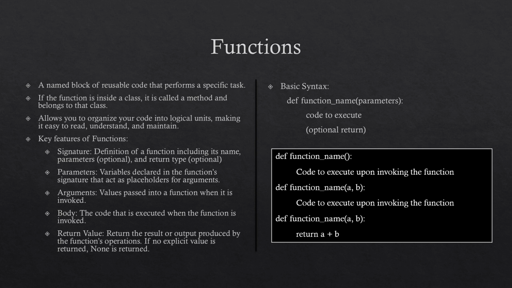Some key features of functions are their signature, which is the definition of a function, including its name, optional parameters, and optional return type. Parameters are variables that are declared in the function signature that act as placeholders for arguments. Arguments are the values that are passed into a function when it is invoked. The body of the function is the code that is executed when the function is invoked. And the return value returns the result or output produced by the function's operations, and if no explicit value is returned, then the None type value is returned.